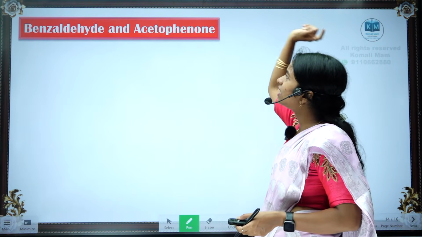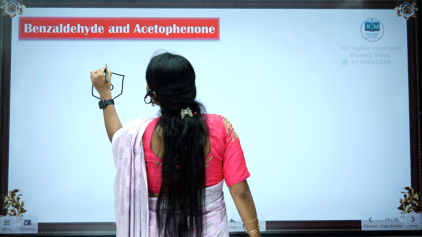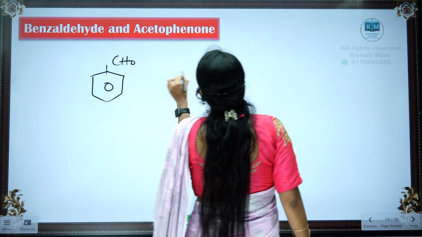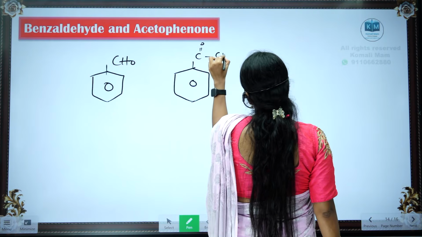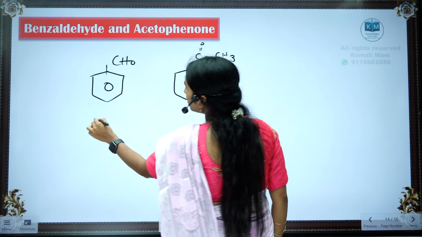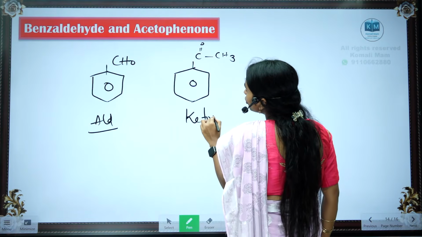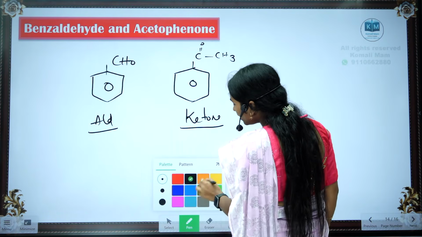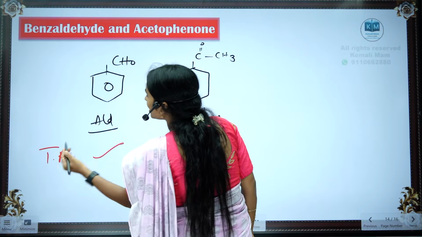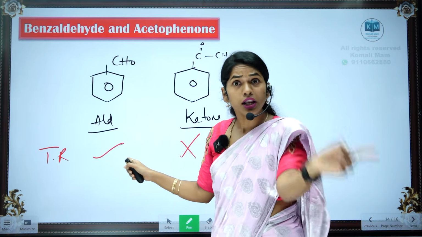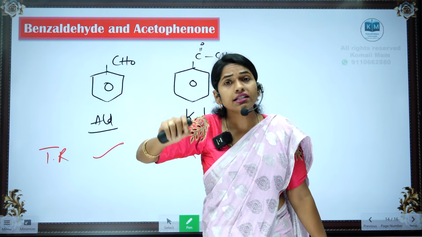Next, benzaldehyde and acetophenone. Can you tell me? Benzaldehyde. This is acetophenone, C double bond O, CH3. So what test will it give? This is an aldehyde. This is a ketone. Tollens will give this test? No. Tollens will give this test? Yes. Tollens reagent. Fehlings is useful? No. Even though it is an aldehyde, Fehlings is not useful.